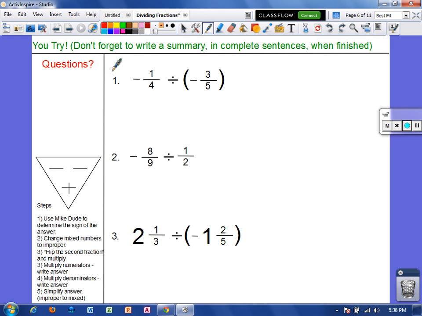Okay, now it's time for you to try the following 3 problems. Remember to use Mike-Do and follow all of the steps that you see here. Don't forget your summary whenever you're finished. Bring your notes to class, and we'll see you next class day.